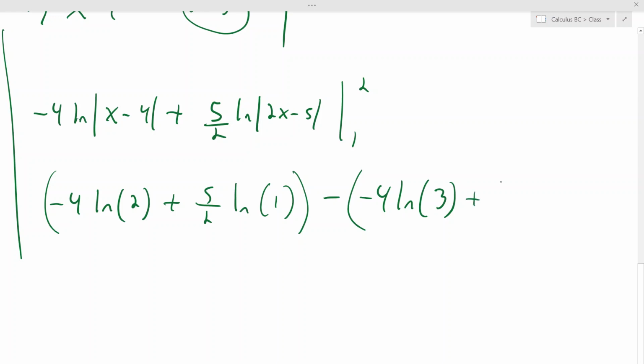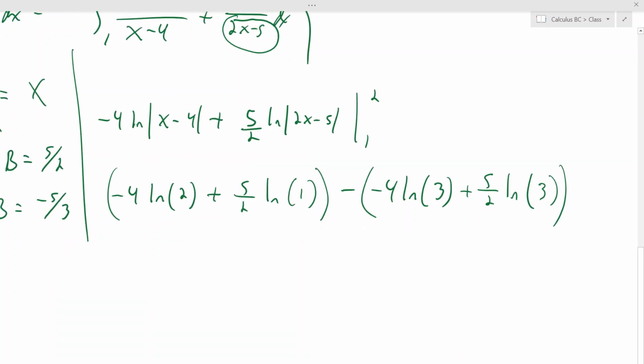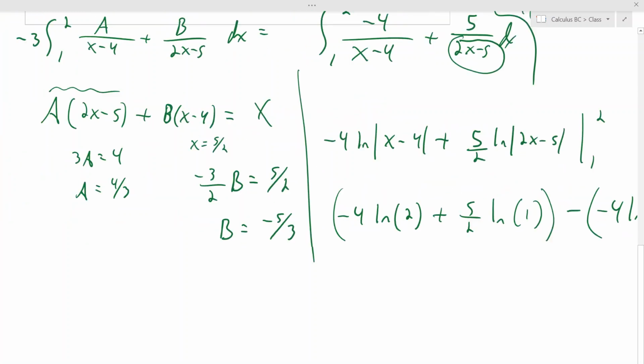Plus 5/2 ln of, you put a 1 in there, you also get negative 3, so 3. And we just leave it like that. Yeah, this turns into a 0. We can simplify that some, but again, free response, you don't have to. All right.